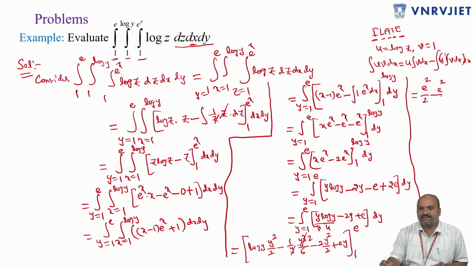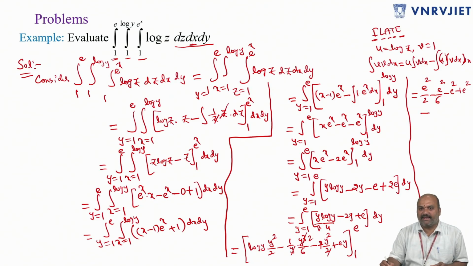E square by 6. Next, here again, this 2 and 2 get cancelled. y equals e square, so y equals e, so it is minus e square. Okay. Next, plus, instead of y, e, so it is plus e square.